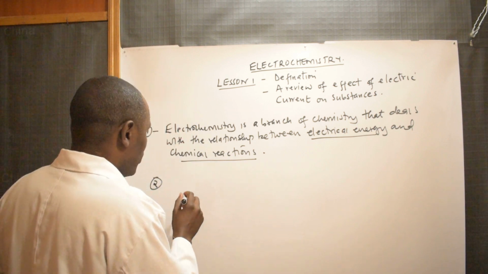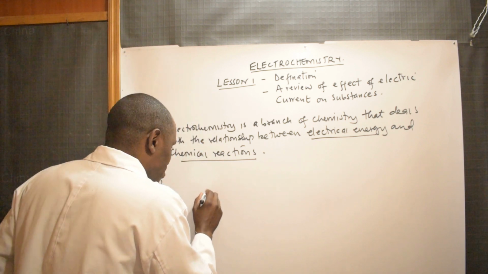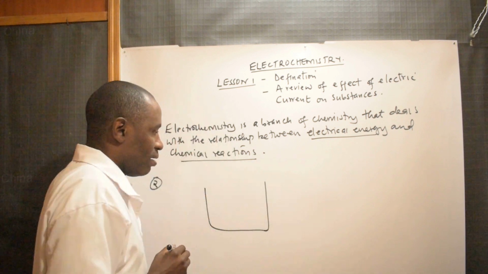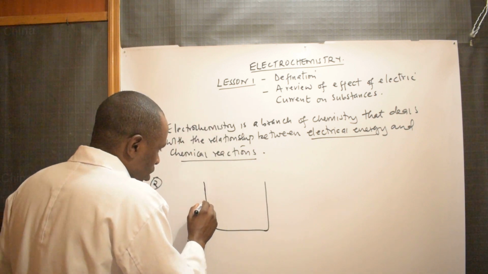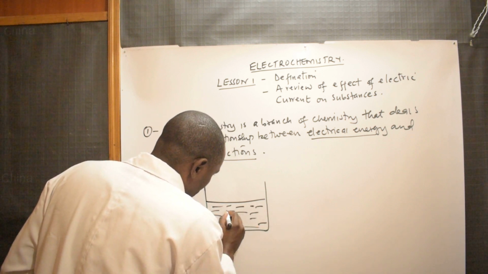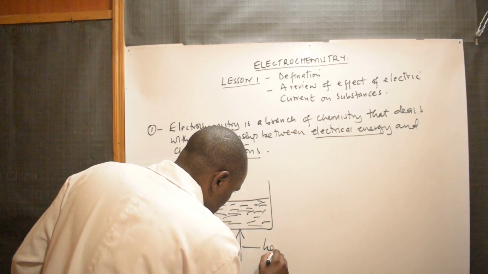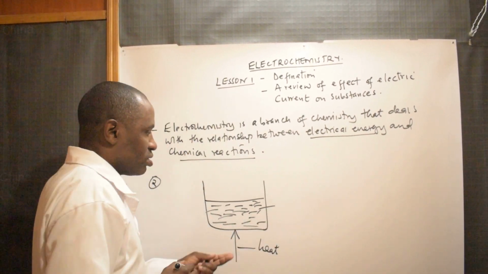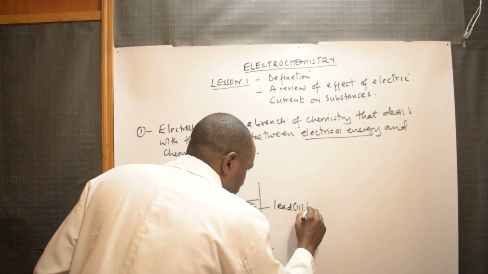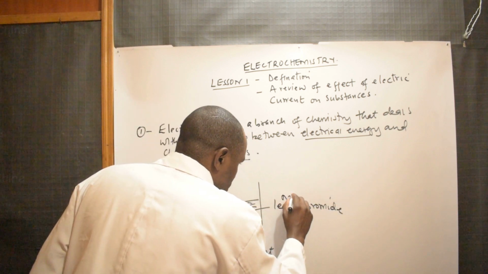Now, let's have a review of this. I'm going to have an electrolytic cell, and I want us to think about an electrolyte that we mentioned, like lead(II) bromide, and this one should be molten.